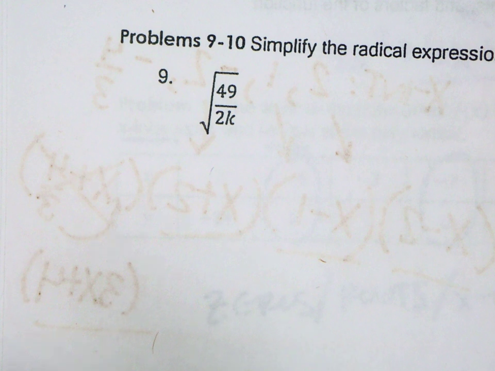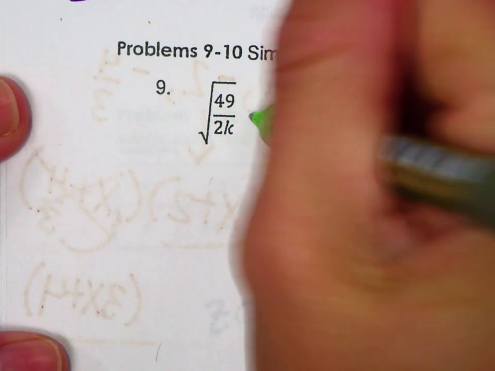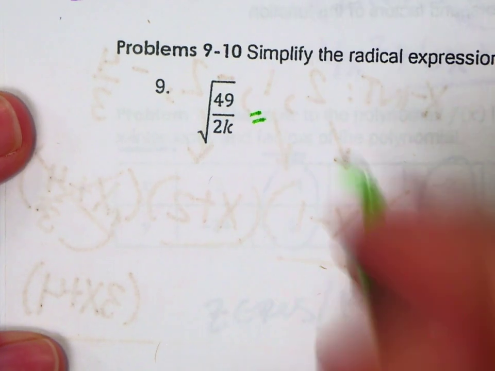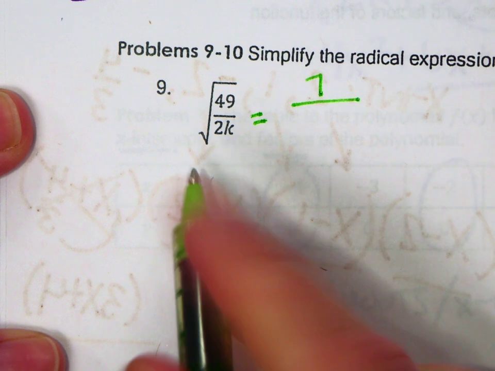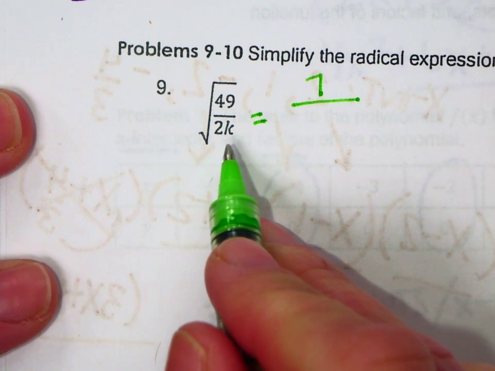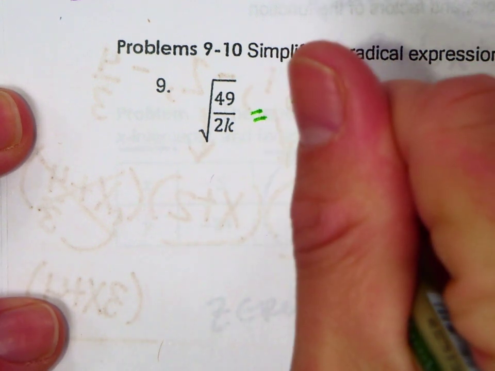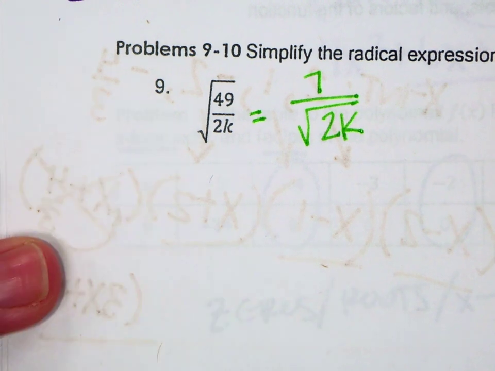All right, on this one, we're going to do the same thing. Square root of 49 is 7, and 2 doesn't break down, and you can't break down 2k, so that's all going to stay inside your square root.